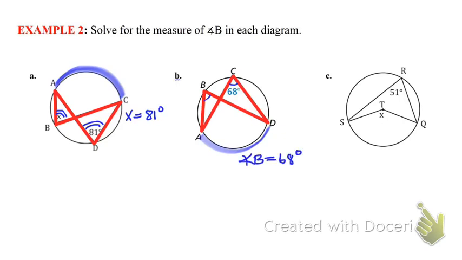It's going to be 68. Notice we don't even need to figure out the measure of the arc in order to get this. As long as they're both intercepting the same arc, you just know they're going to be the same measure. But if you wanted to know what arc AD is, you could figure it out.